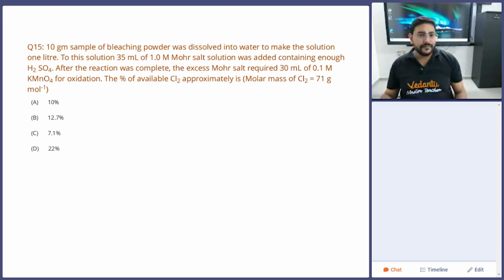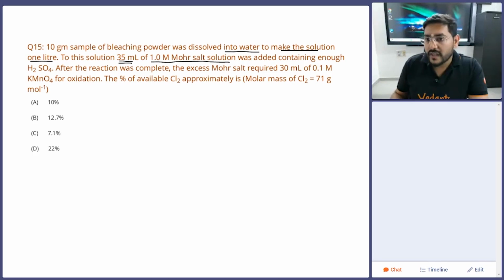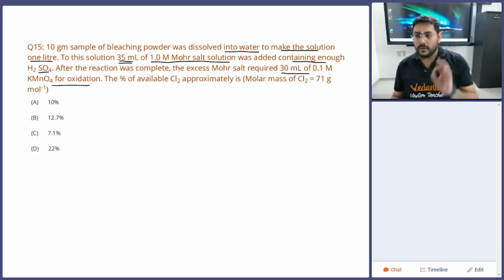Now here the next question. The 10 gram sample of bleaching powder was dissolved into water to make the solution 1 liter. To this solution, 35 ml of 1 molar Mohr salt solution was added containing enough amount of H2SO4. After the reaction was complete, excess of Mohr salt required 30 ml of 0.1 molar KMnO4 solution for oxidation. The percentage available chlorine is. So that's a very interesting question. Have some patience while solving this question.